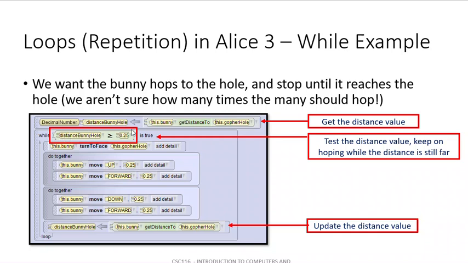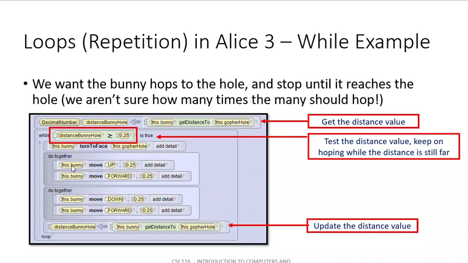So, yang ni adalah the test condition. Okay, test the condition. While the distance bunny hole greater or equal than 0.25 is true. Yang ni yang saya kata tadi, while true is true tadi, you boleh adjust true ni. You boleh edit dia. Test the distance value. Keep on hopping while the distance is still far. Maksudnya kalau jarak tu lebih ataupun sama dengan 0.25, bunny turn to face the gopher hole. Okay, bunny tu akan berpusing ke gopher hole tadi.